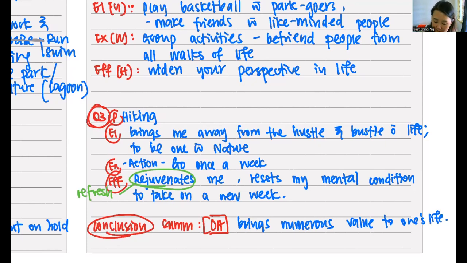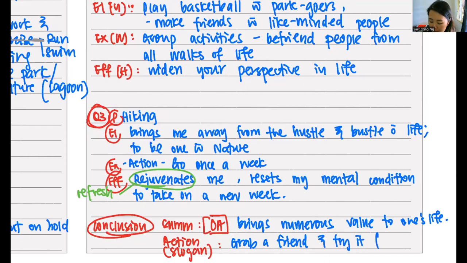And then I like to have a bit of an action, or in this case, like a slogan. Try it for yourself, grab a friend. Maybe if you're scared, you don't dare to do it yourself, right? Grab a friend and try it for yourself.